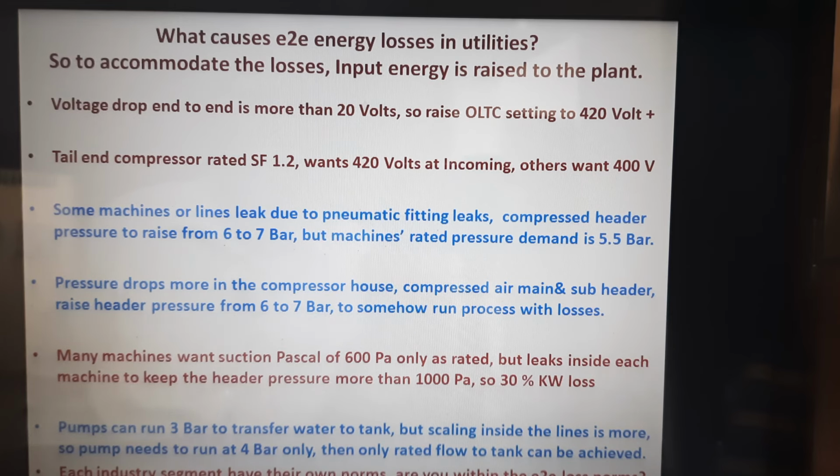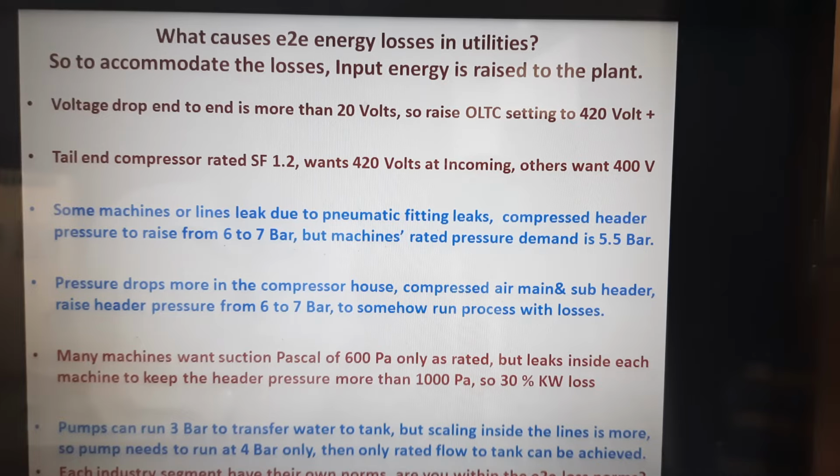Coming to the blowers and fans, many of the machines want only 600 pascals, let us say for example, as rated. But because of the leaks inside the individual machines, or the leaks in the header, especially in the flanges, the industry needs to keep it around 1000 pascal to run the machine at 600 pascal. Almost 30% kilowatt is lost in between because of the end-to-end energy losses, especially in blowers and fans, for the pascal to be optimized for the given equipment.